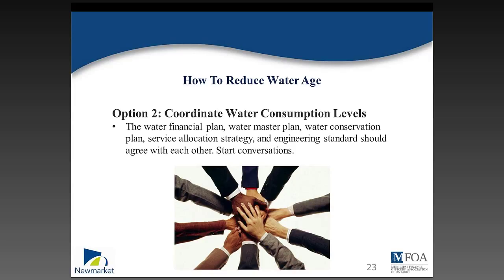For example, one problem could be if your engineering standard calls for pipes to be built to service a capacity of 400 liters per person per day, while your service allocation assumes that new residents will only consume 300 liters per day. For every new household that moves in, you're overbuilding capacity by 33%. This would cause a hindrance to your growth due to having excess capacity not tapped into, and increase the water age due to overbuilding capacity.